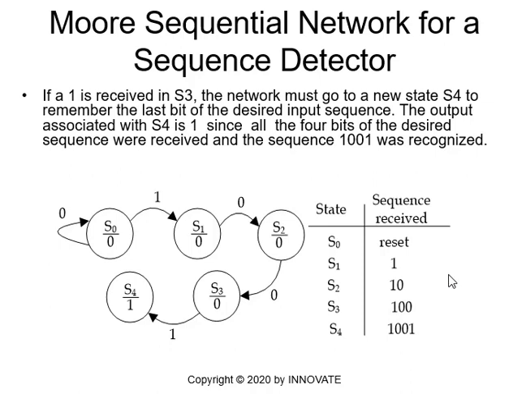Now, if I am in S3 and I receive another 1, the network must go to a new state S4 to remember the last bit of the desired input sequence. The output associated with S4 is 1. Since all the 4 bits of the desired sequence were received, the sequence 1001 was recognized. Really, the thought that if I receive a 1 to go to any of these states does not exist, because the output must be 1. So I have to go to a new state, which is S4, where the output is 1.